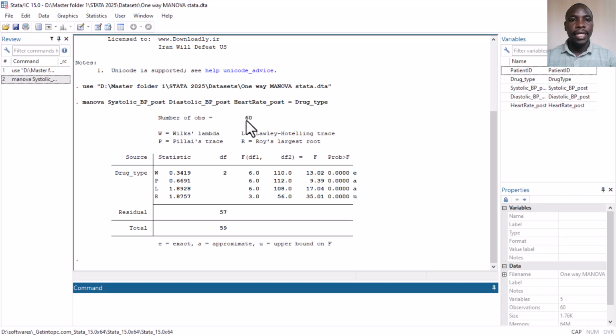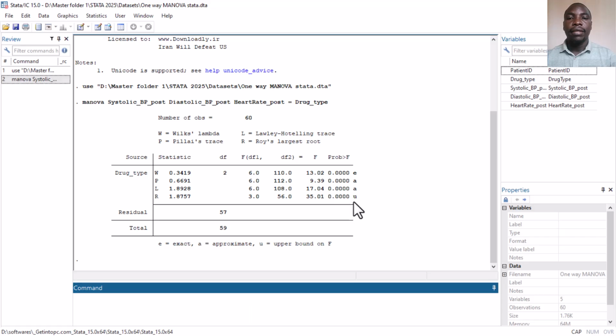In this output, we have the number of observations, which is 60. Then we have a number of tests here: Wilks' lambda, Pillai's trace, and the other two, represented by their letters here for drug type, with the respective statistics. They all have degrees of freedom 2. The F statistic is here at the respective degrees of freedom, along with the p-values. You can see that all the p-values are statistically significant. In case there is disagreement between these values, then usually we go with Wilks' lambda.